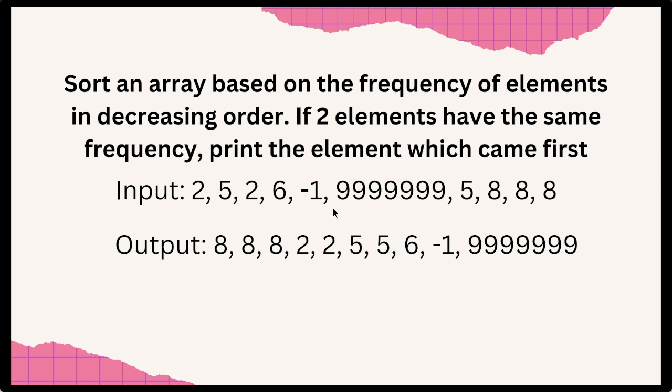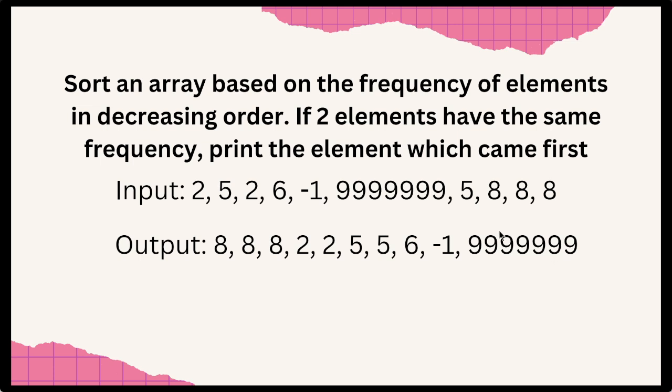And then you have 6, minus 1 and this 9999 thing. Each of these occurs once. So in which order would you print? 6 has occurred first, so you print 6. Between minus 1 and this 9999 thing, minus 1 has occurred first, so you print minus 1. The remaining is this one, so you print that one too. This is the question that was asked.